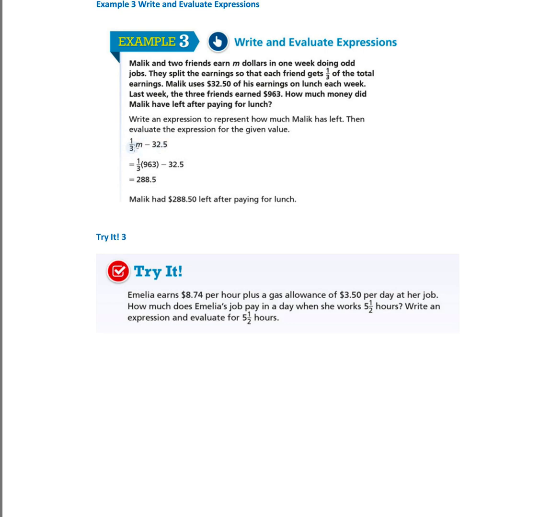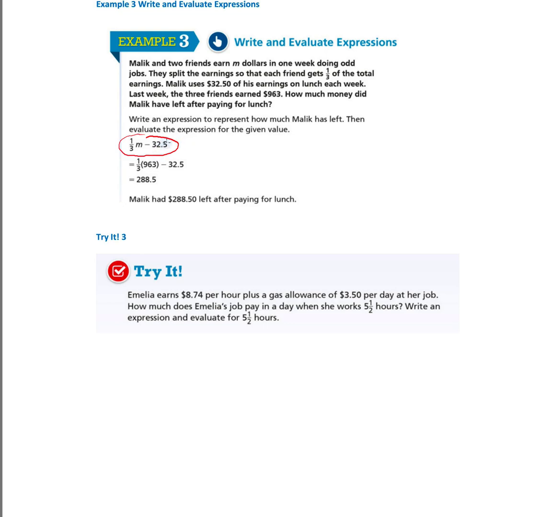So that's going to take away from the money that he has. So 1/3 M is the money one of the 3 gets. But then Malik spends $32.50. So that is being taken away because it's going away from him. He's having to spend that money. And so this right here is the expression to represent how much money he's going to have left. He gets 1/3 of the total earnings, but then he also spends $32.50 on his lunches during the week. Then we are told how much they actually earned. We're told the 3 friends earned $963.